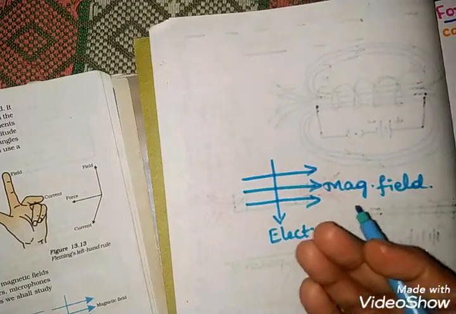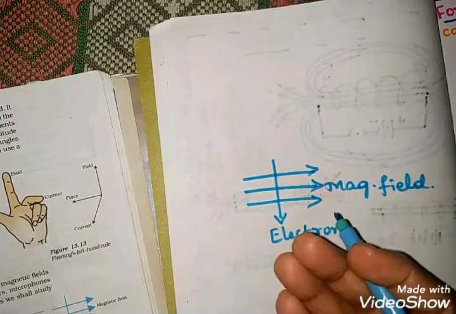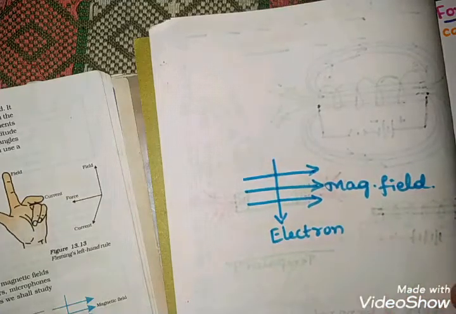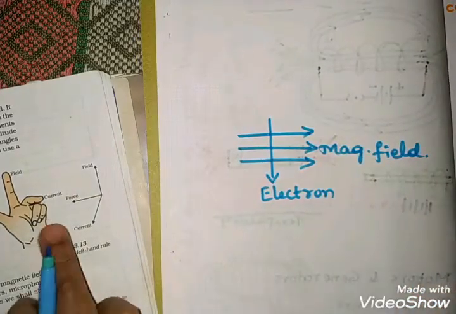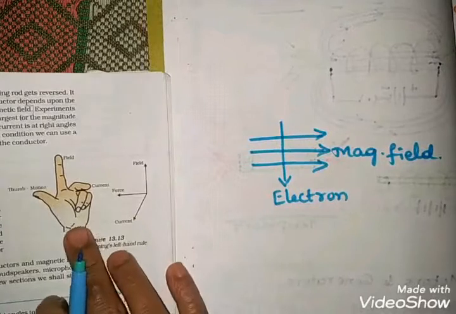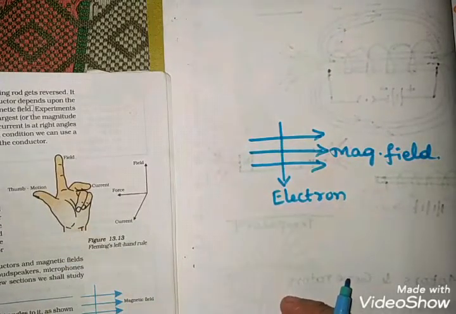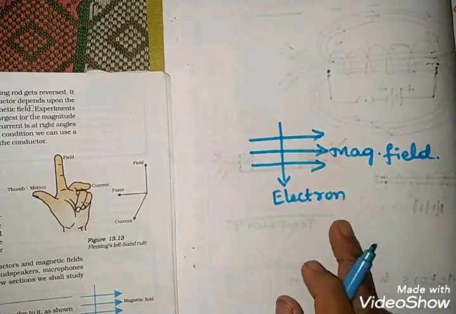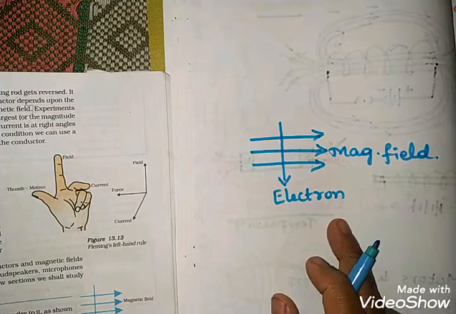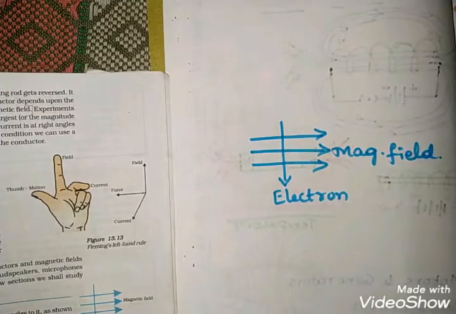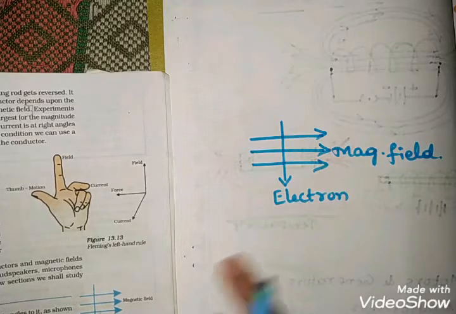They have given 4 options: to the right, to the left, out of the page and into the page. How can we understand the directions using Fleming's left hand rule here? We can understand that, children. Using Fleming's left hand rule, we can say the direction of the force experienced by the electron.